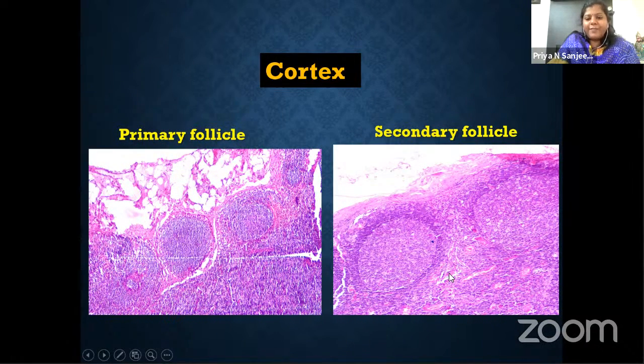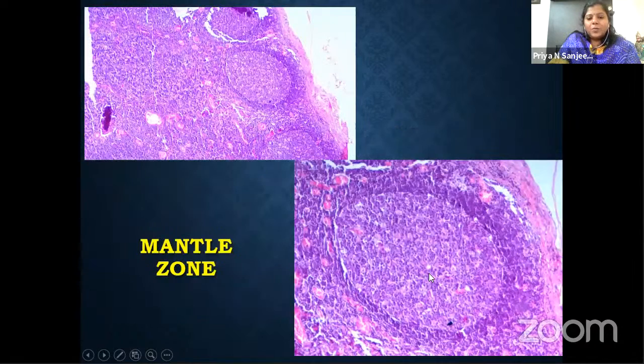The size can vary, and there is a development of the mantle zone and the germinal centers, and even the orientation alters because of the development of these two structures. So secondary follicles will have a mantle zone. It is also called the corona, and it is thick near the cortex area and thin on the opposite side.